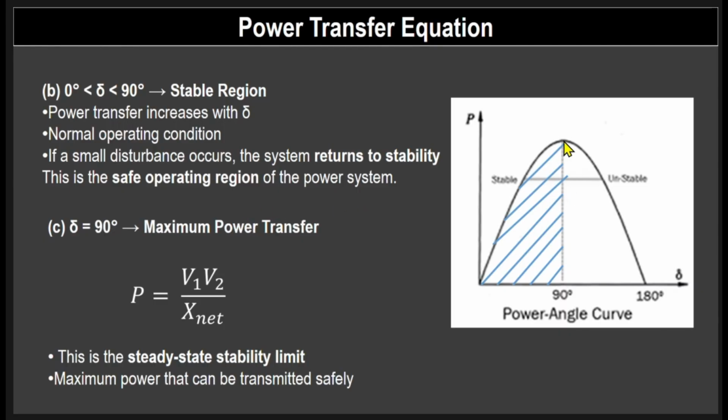At delta equal to 90 degrees, that is this point, the maximum power transfer occurs. This is the maximum point at which the maximum power transfer occurs. This is called the steady state stability limit, and here the maximum power transfer occurs safely.